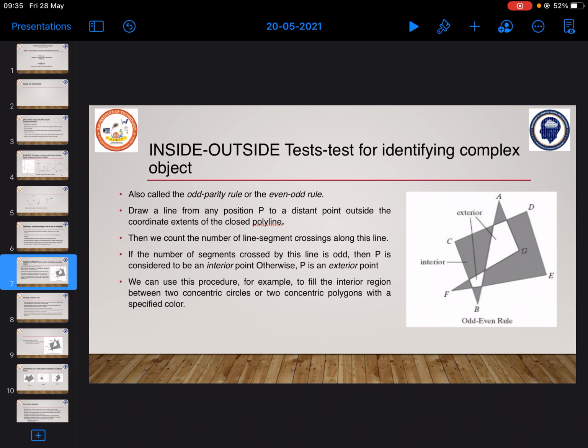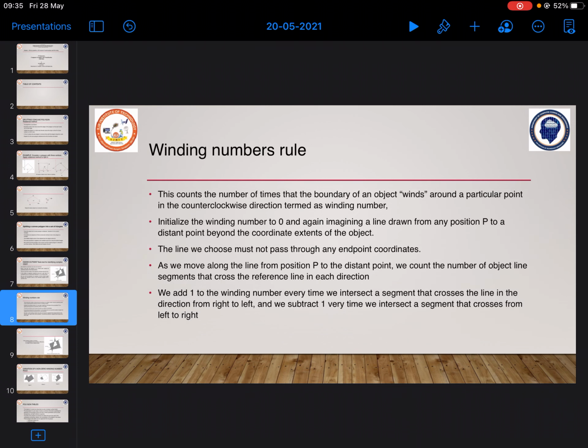In the case of the odd parity rule, draw a line from any position P to a distant point outside the coordinate extent of the closed polyline. Then we count the number of line segments crossing along the line. If the number of line segments crossed by the line is odd, then P is interior, otherwise it is exterior. So this is an example. You can see that for the exterior, the number of line segments it is passing is 2, which is even, so it is exterior. With respect to this interior point, the line passes only 1 segment, which is odd.